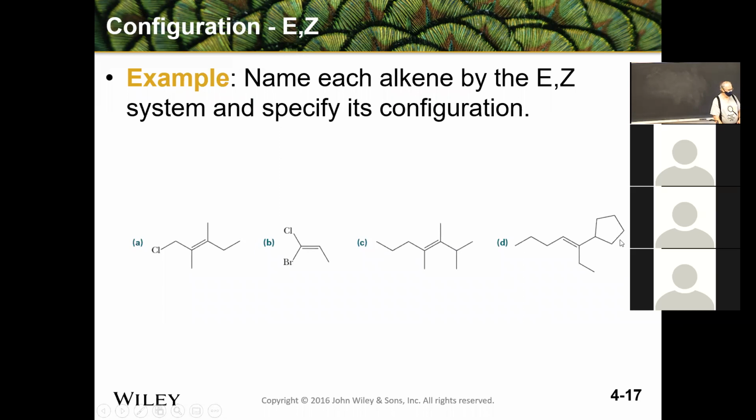And again, with this one, we have a hydrogen here that's implied. So the propyl takes priority over the hydrogen. Here, the first atom in both groups is a carbon. We have 2 hydrogens and a carbon that's bonded to it. Here we have 2 carbons and a hydrogen. So the cyclopentane would take priority over the ethyl. So this would be, again, E.